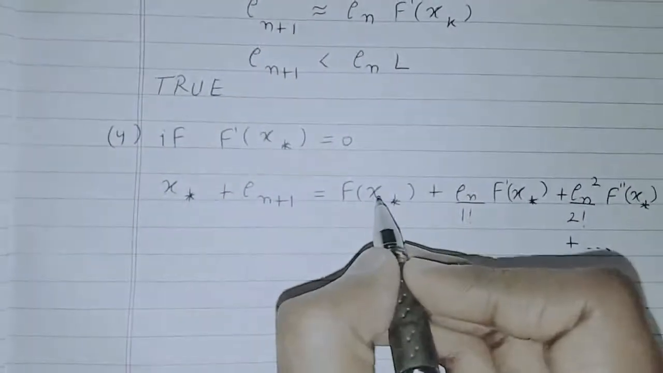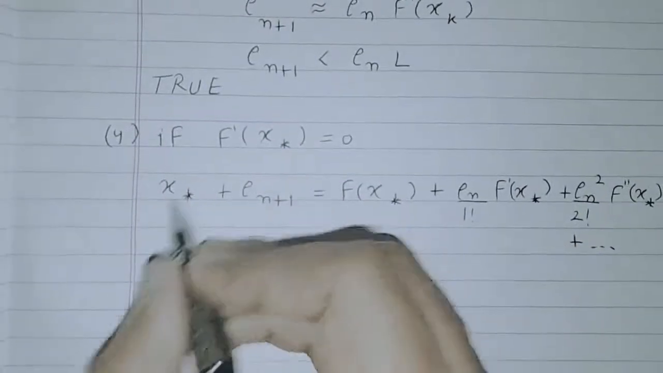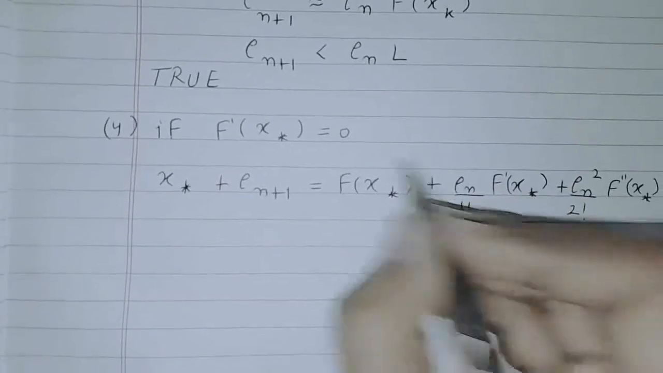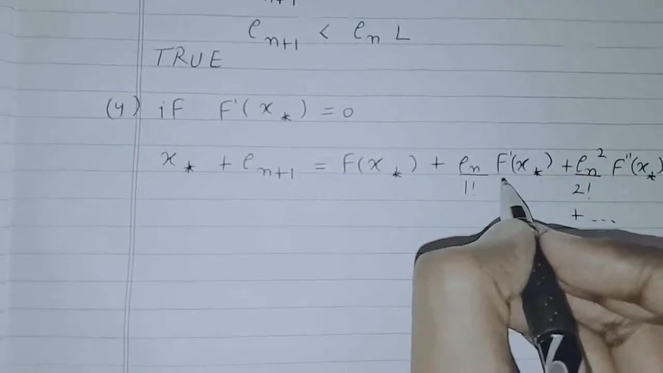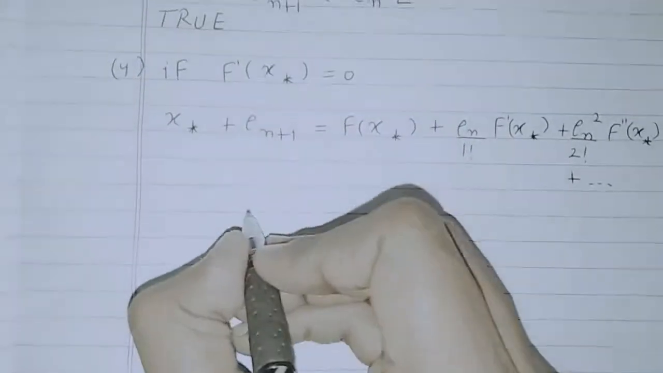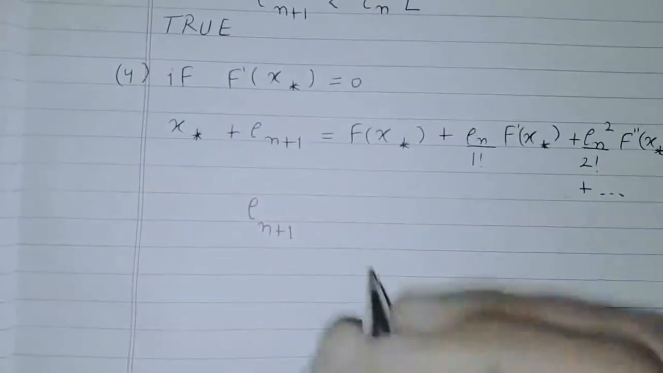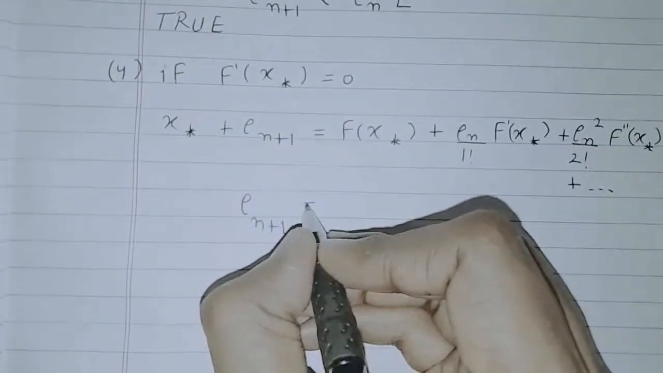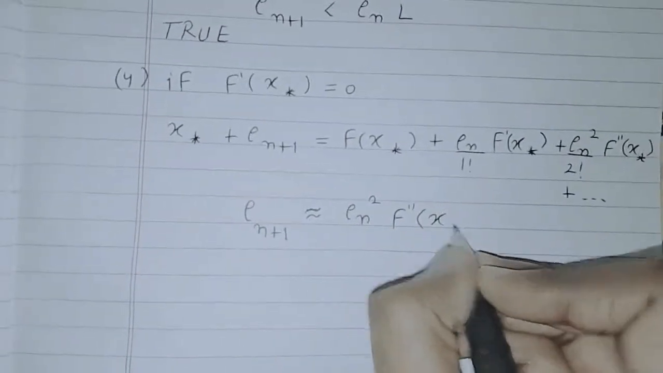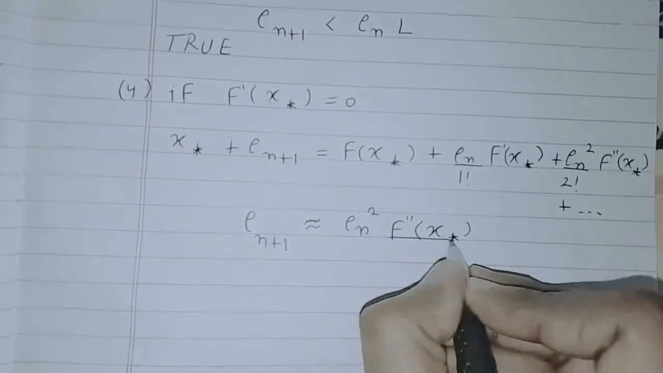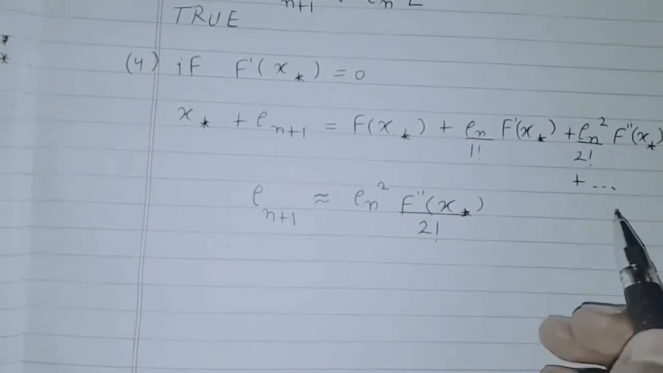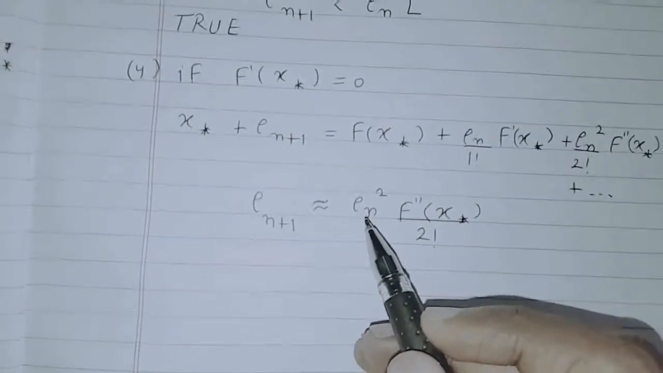But now again x asterisk is the fixed point, therefore f of x asterisk and x asterisk are cancelled. Also at this moment we have f dash of x asterisk equal to 0, therefore this second term also vanishes. Now we have this third term on the right hand side as the governing term, so we can write. This time again we have neglected all those terms which involve powers of this error term en which are 3 or higher.